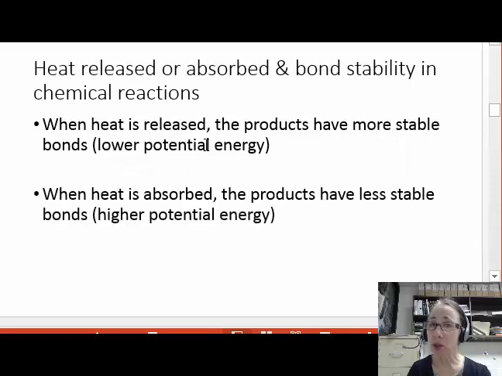When heat is released during a chemical reaction, the products have more stable bonds or lower potential energy than the reactants. When heat is absorbed during a chemical reaction, the products have less stable bonds than the reactants or have higher potential energy than the reactants.